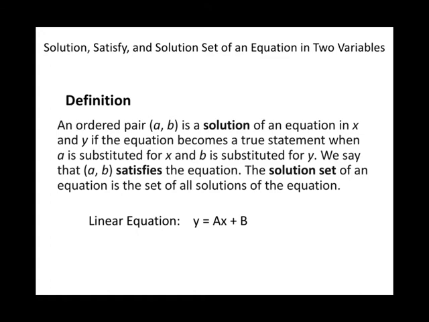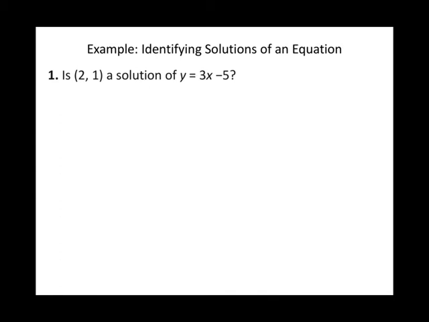So let's try an example. Is the ordered pair (2, 1) a solution of the linear equation? You can see I have y = 3x - 5 here. So this is a linear equation. If we want to check whether this ordered pair is a solution, we just need to plug it in. We're going to substitute 2 for x and 1 for y in the equation.